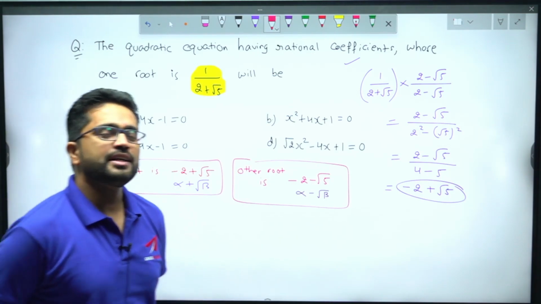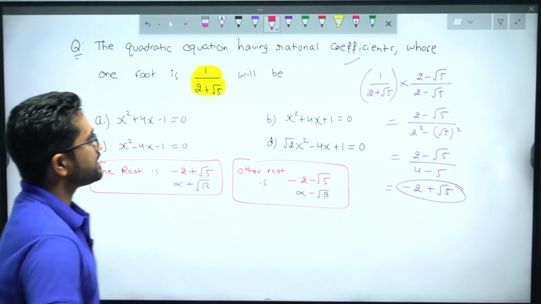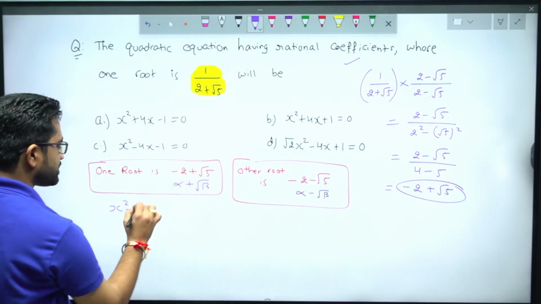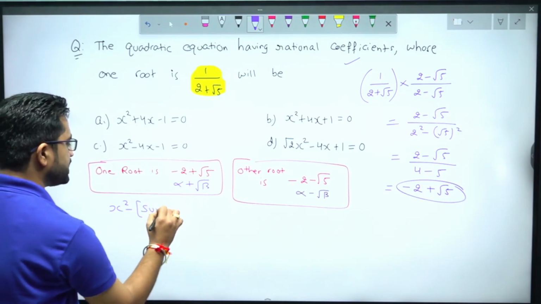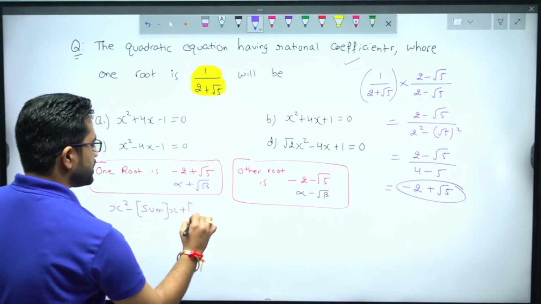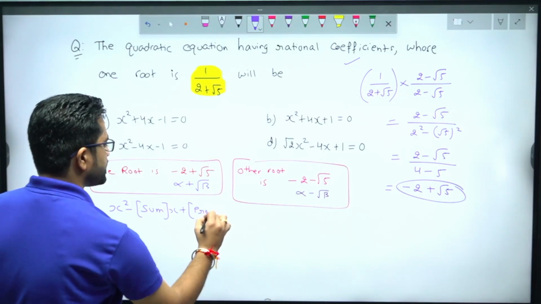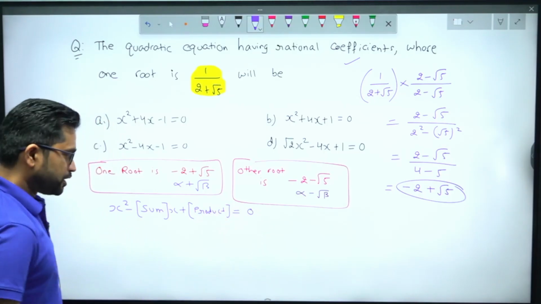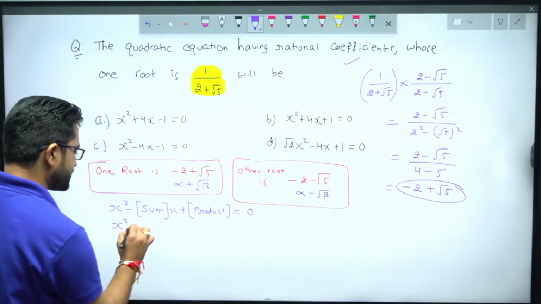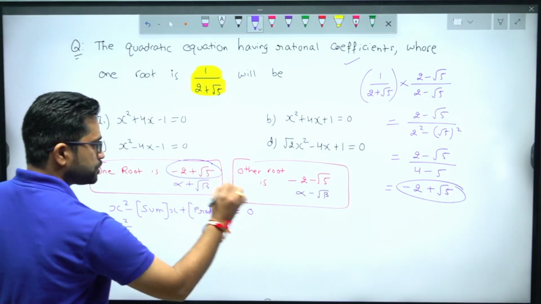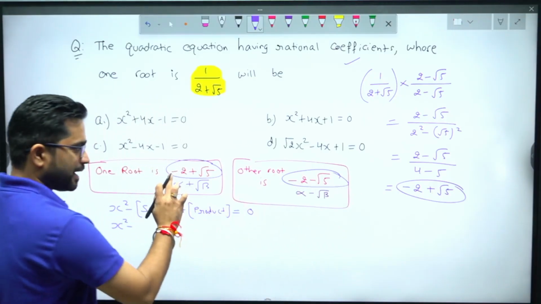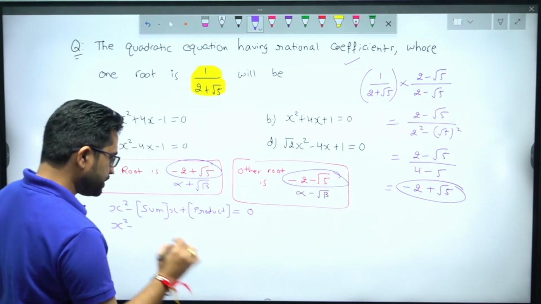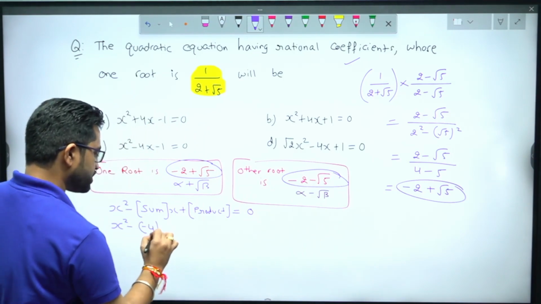How will you form a quadratic equation if the two roots are there? We can simply use the previous fact: x square minus the sum of roots into x plus the product of roots, equated with 0. So it comes out to be x square minus, what is the sum of the two roots? Minus 2 plus root 5 minus 2 minus root 5. The sum comes out to be minus 4.